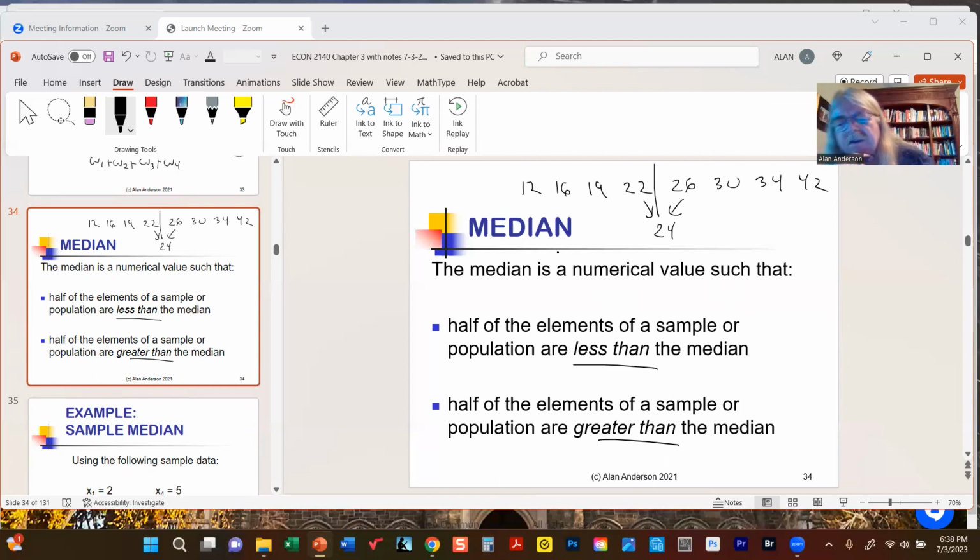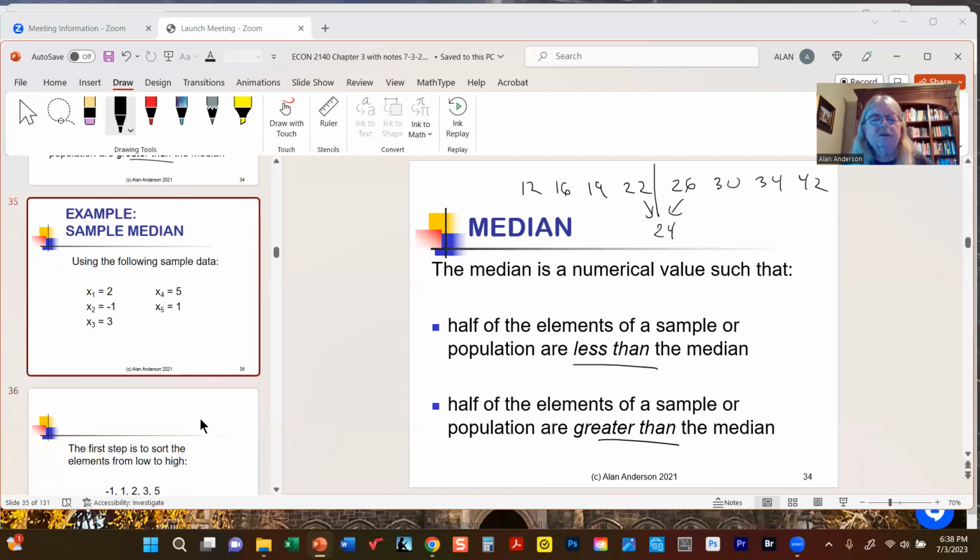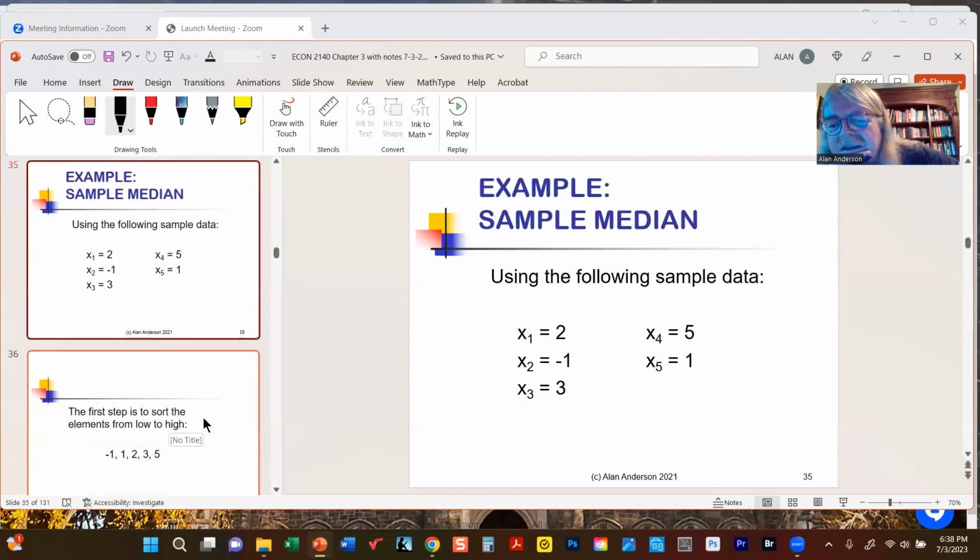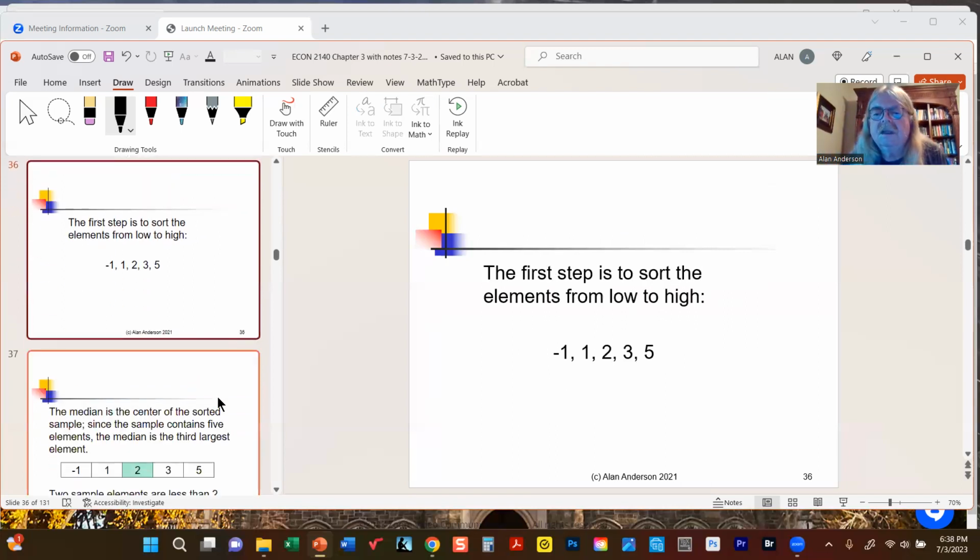All right. So let's do an example. Now, this is the data set we had earlier. So we've already seen that the mean is 10. But what about the median? So the first thing we have to do, as I mentioned, is sort the data from low to high. And there we go. That's what happens when they're sorted.